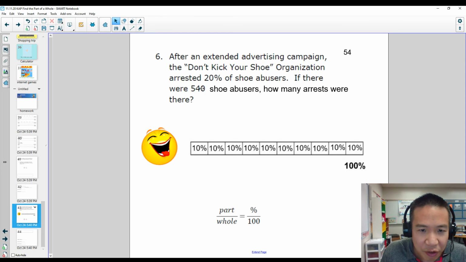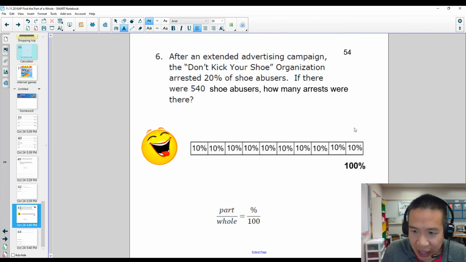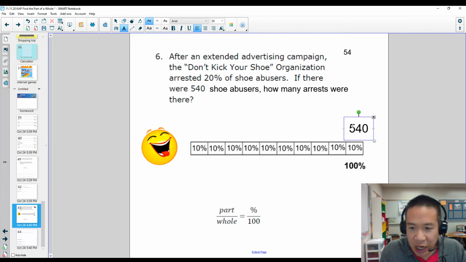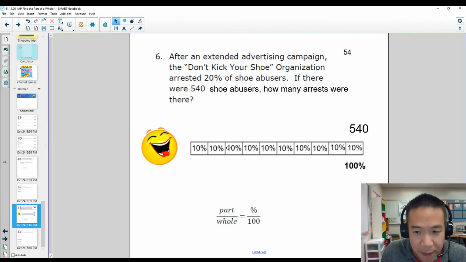So now, 540 shoe abusers represent 100%. If I put all 540 shoe abusers, they would fill up this entire percent bar. But then I would like to know what 10% represents. How can I break down this 540 into 10 equal groups?